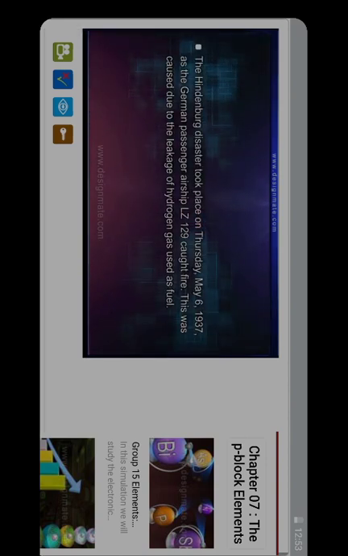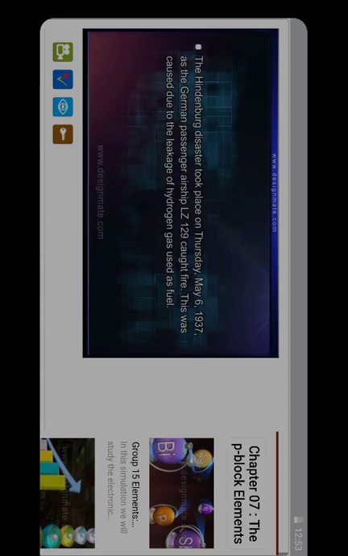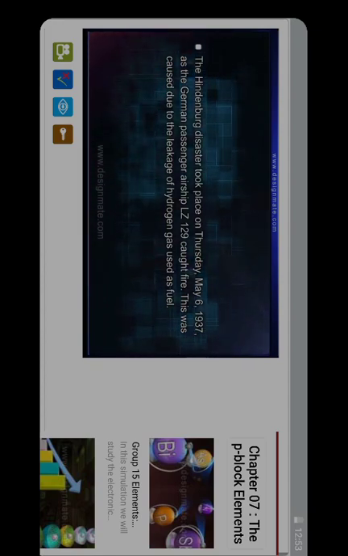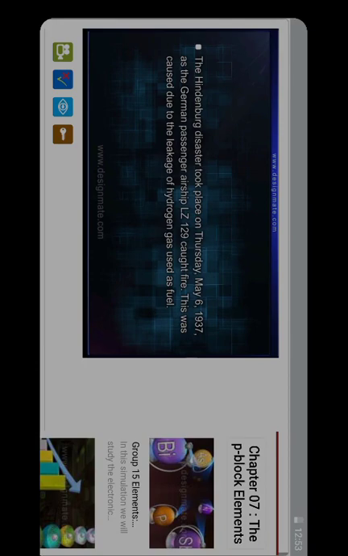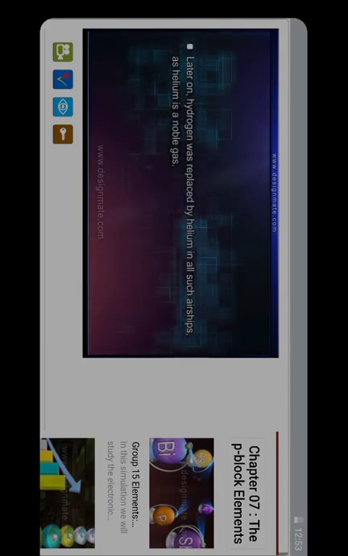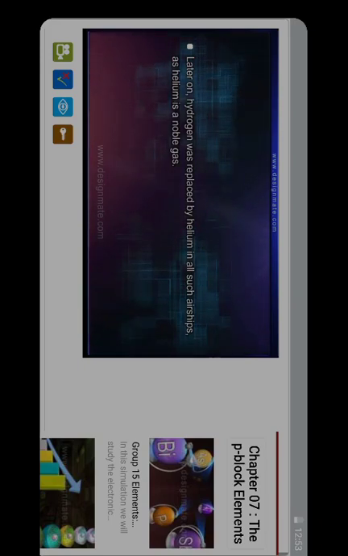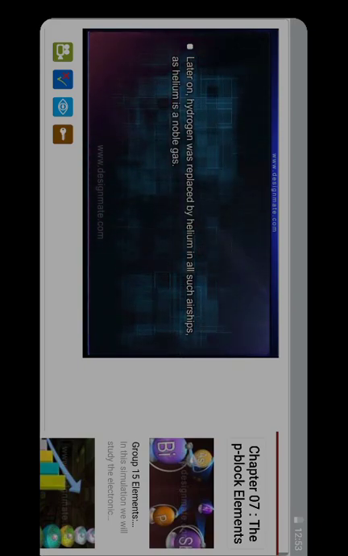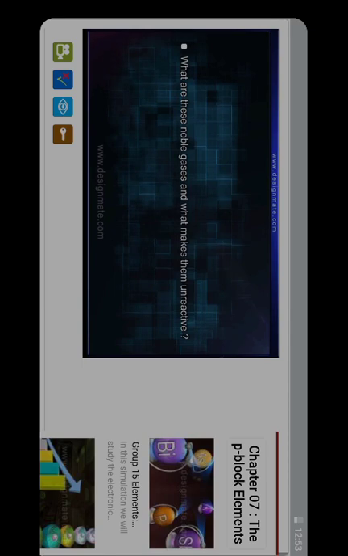In 1937, the German passenger airship LZ-129 caught fire. This was caused due to the leakage of hydrogen gas used as fuel. Later on, hydrogen was replaced by helium in all such airships, as helium is a noble gas. What are these noble gases and what makes them unreactive?